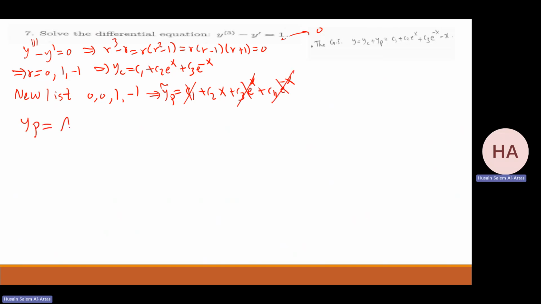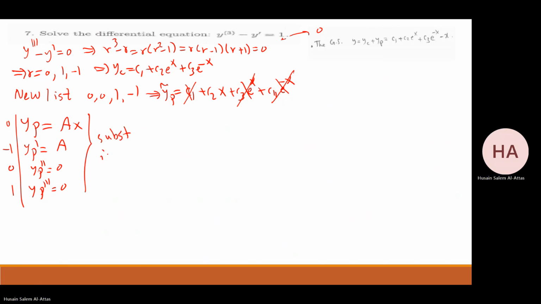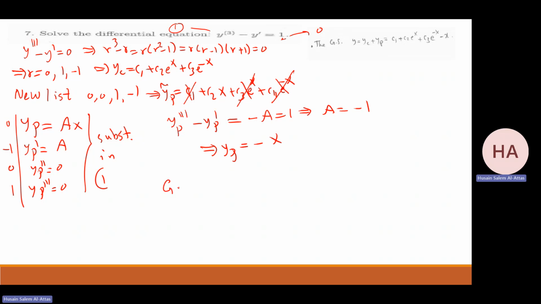I cancel yc, so I cancel this, this, and this. So the form of yp is ax. I need the third derivative. Actually, it's very clear. yp prime is equal to a, yp double prime 0, yp triple prime 0. So substitute in equation 1: yp triple prime minus yp prime. That will be 0 minus a equal to 1. So a equals minus 1. That's it. So what is yp? Minus x, as I said. So my general solution, yc plus yp, is c1 plus c2 e^x plus c3 e^(minus x) plus yp, which is minus x.